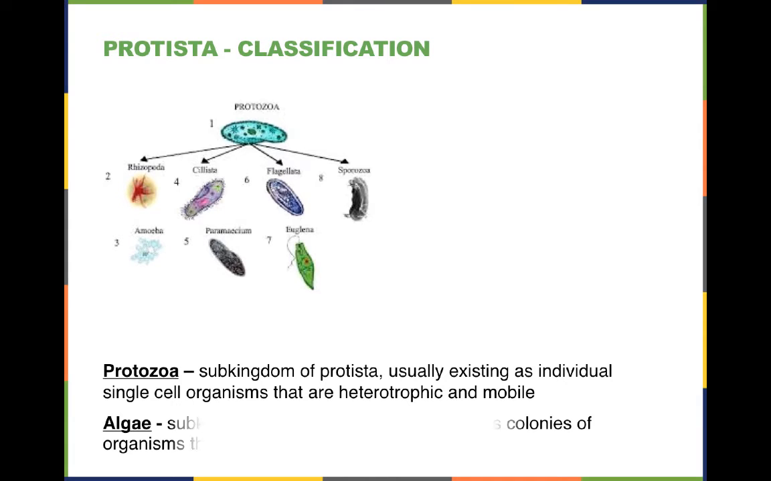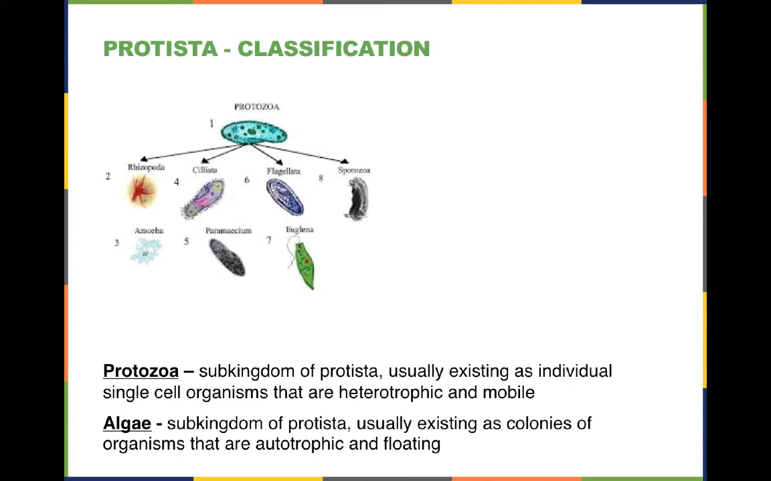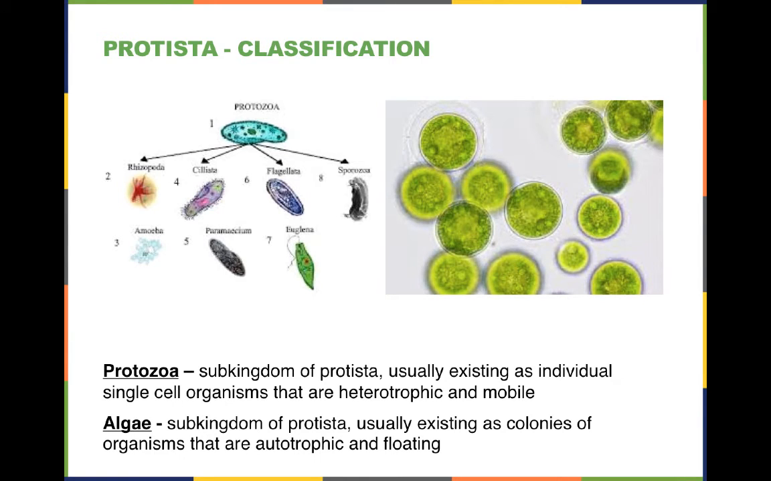The other subkingdom is algae, which exists usually as colonies, is autotrophic, that is, functions by photosynthesis to produce its own food, and floating particularly in water. And here's an example of one of the many types of algae that can be found.